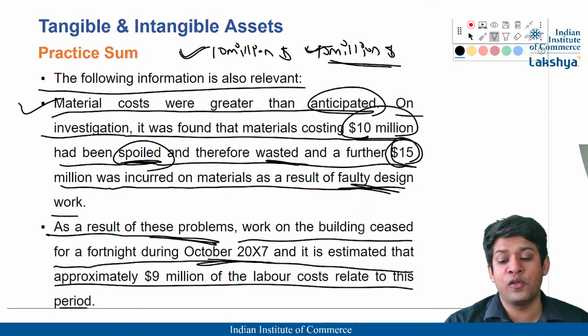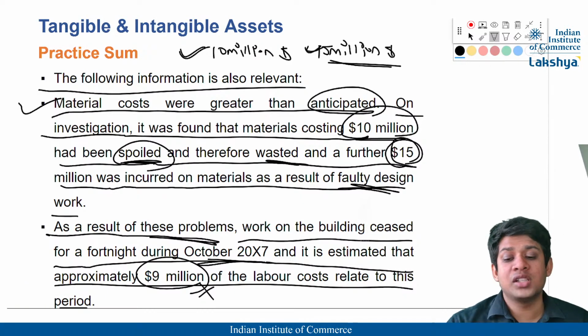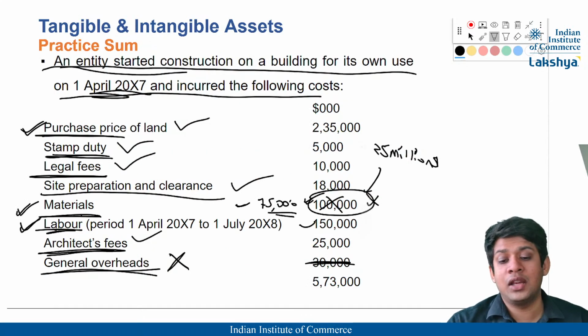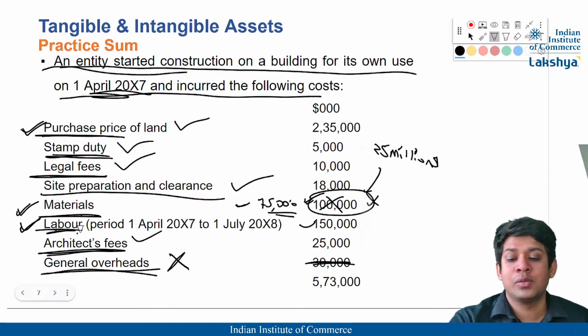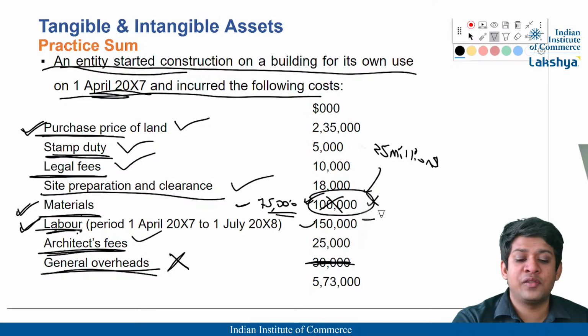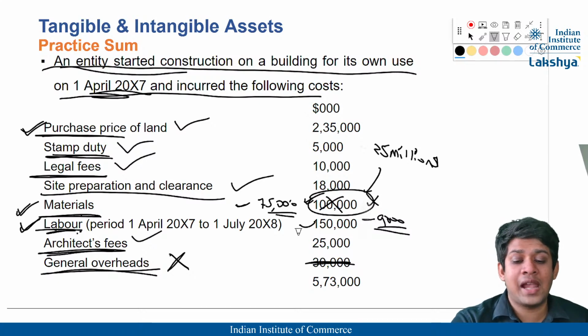The work ceased for a fortnight, but obviously since it is my responsibility to pay them, I will have to pay them this $9 million, correct? So it is an expense to me, right? So technically this expense is also a wastage, right? Because they are not working, but I am paying them for it, correct? So this $9 million will also be removed from my labor. So my labor is 1,50,000, from that 9,000, or you can say 9 million, will be removed, and thus only 141 will be capitalized.